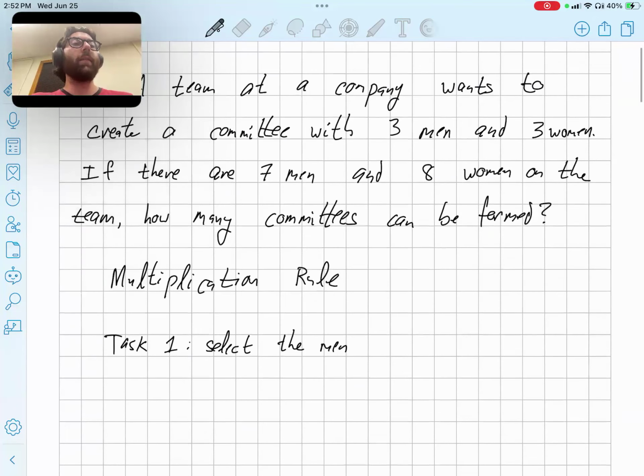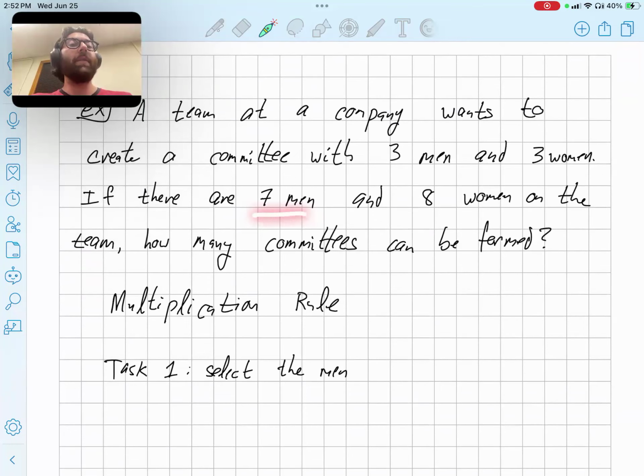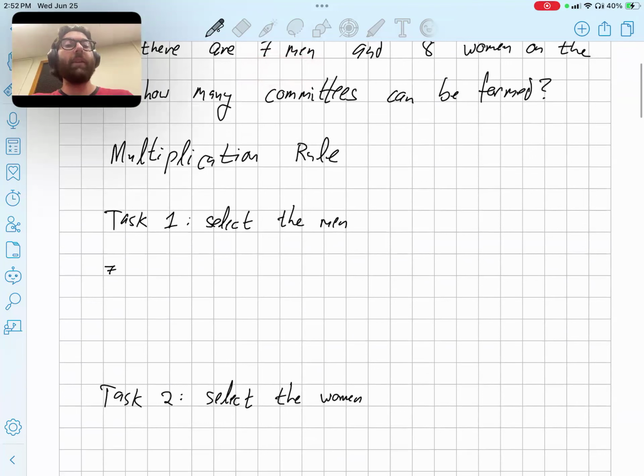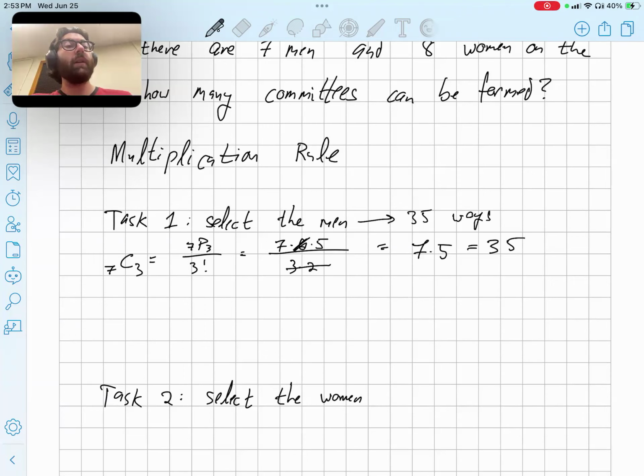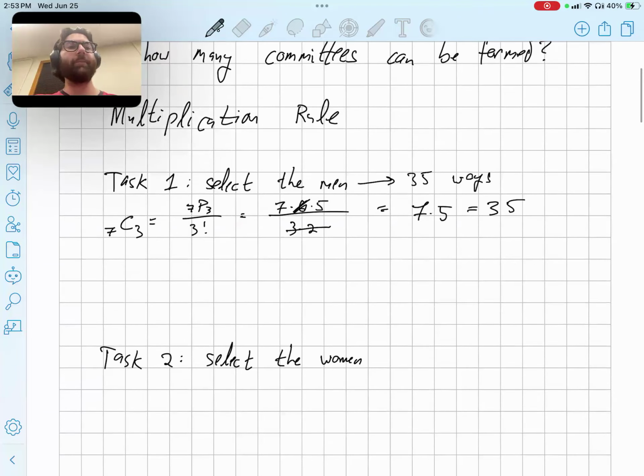So the number of ways to select the men for this committee, well, we have 7 men. We want to select 3 of them. We want to choose 3. And so we're going to do 7 choose 3. That's 7 permute 3 over 3 factorial, which is 7 times 6 times 5, divided by 3 times 2. 3 times 2 is 6, divided by 6. We're left with 7 times 5, which is 35. So there's 35 ways to accomplish task 1, which is selecting the men.